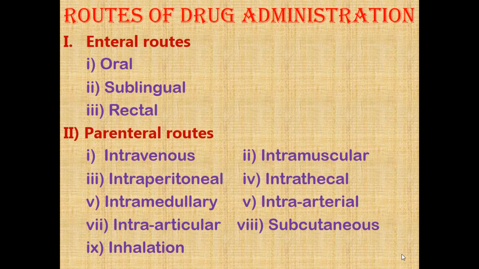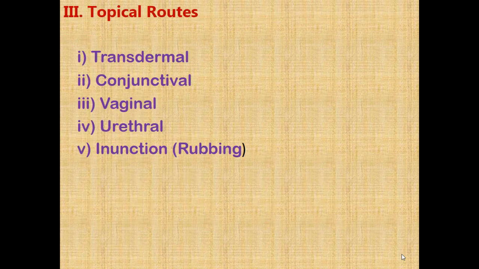Then, how do you classify the routes of administration? Simply, based on how and where you are administering, they are classified into three routes. One is the enteral routes, second is the parenteral routes, third is the topical routes. Enteral routes are again divided into three types: oral, sublingual, and rectal. Parenteral routes are divided into intravenous, intraperitoneal, intramuscular, intrathecal, intramedullary, intraarterial, intraarticular, subcutaneous, and inhalation. These are the nine parenteral routes of drug administration. Then topical routes: transdermal, conjunctival, vaginal, urethral, and injection.